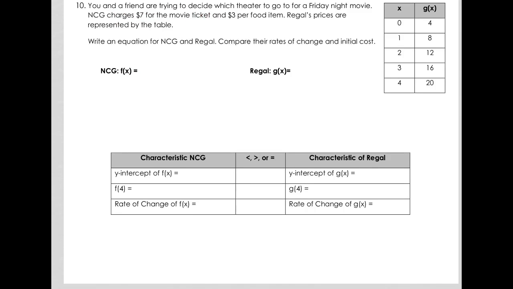All right, so first we're looking at NCG. I always say look for the per. Okay, so 3 per, or 3 a day, or 3 each time, something like that. Something's happening on the per. So when you find that, that is going to represent what you put next to the X. Next to the X. That rhymes.